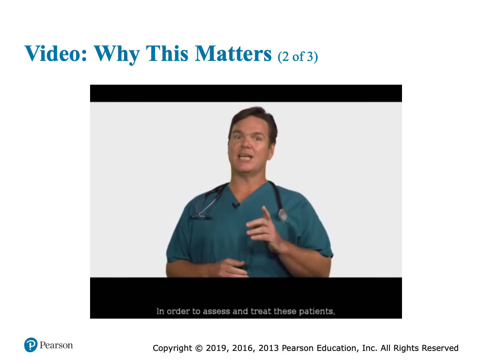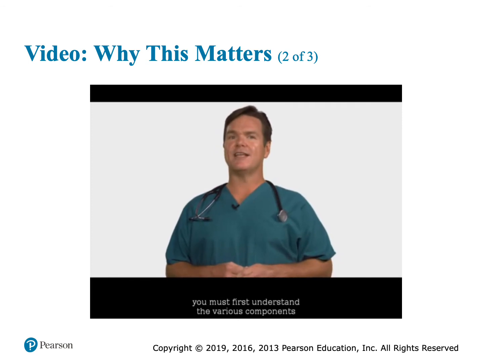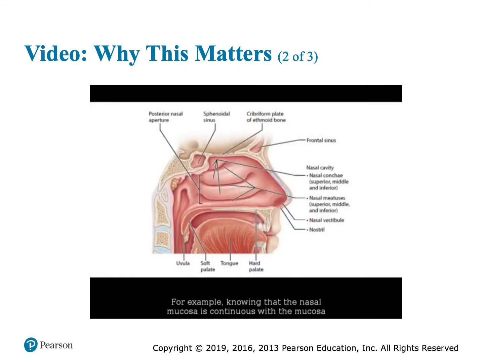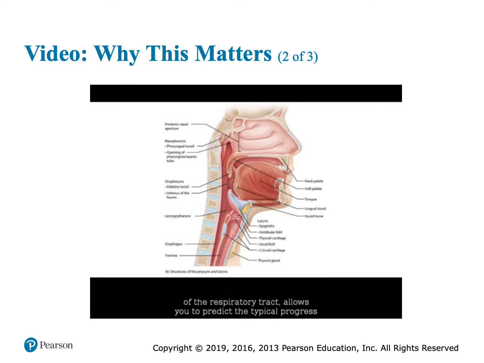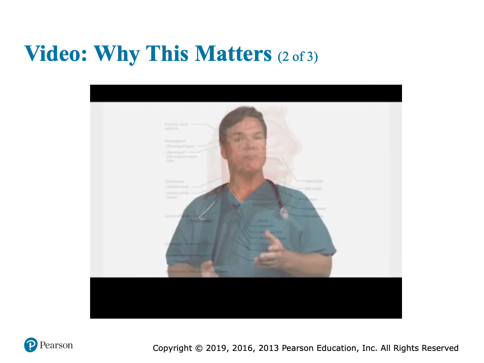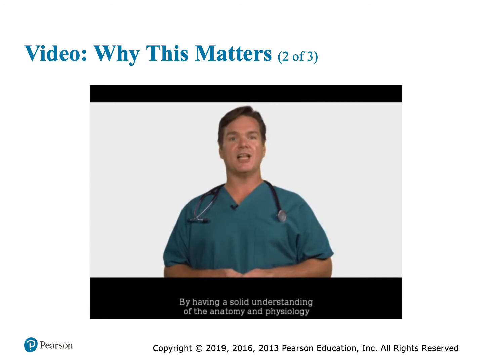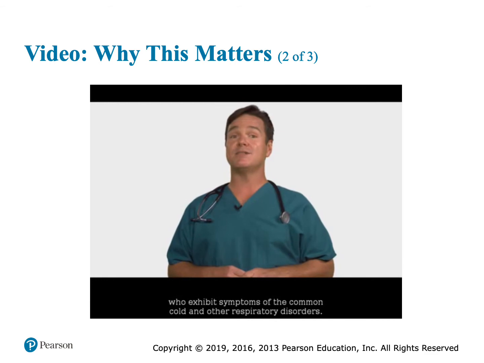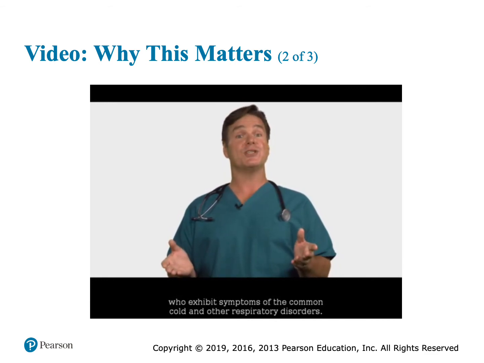In order to assess and treat these patients, you must first understand the various components of the respiratory system and how they function. For example, knowing that the nasal mucosa is continuous with the mucosa of the respiratory tract allows you to predict the typical progress of the common cold, with symptoms first affecting the nose and nasal passages, then moving to the throat, and finally ending with symptoms affecting the chest, like coughing. By having a solid understanding of the anatomy and physiology of the respiratory system, you will be able to properly treat your patients who exhibit symptoms of the common cold and other respiratory disorders.